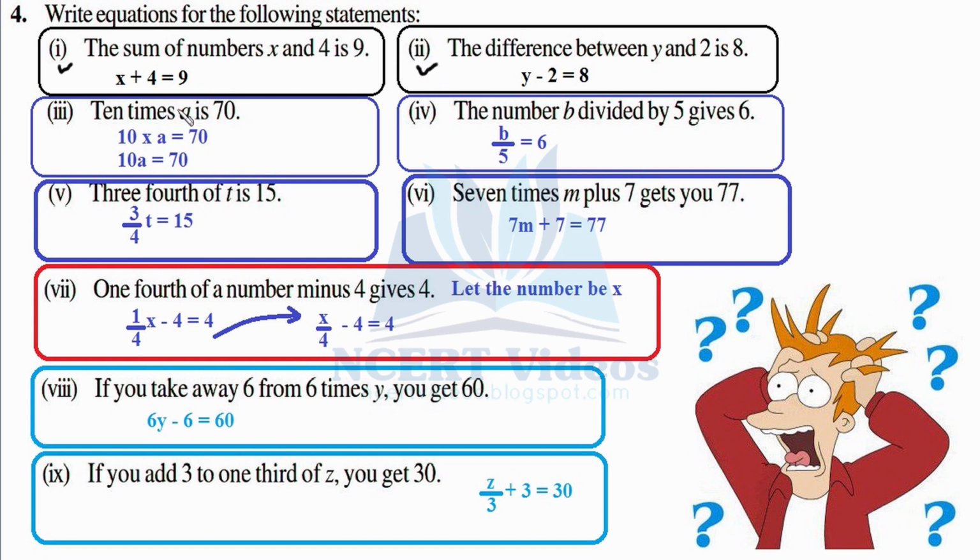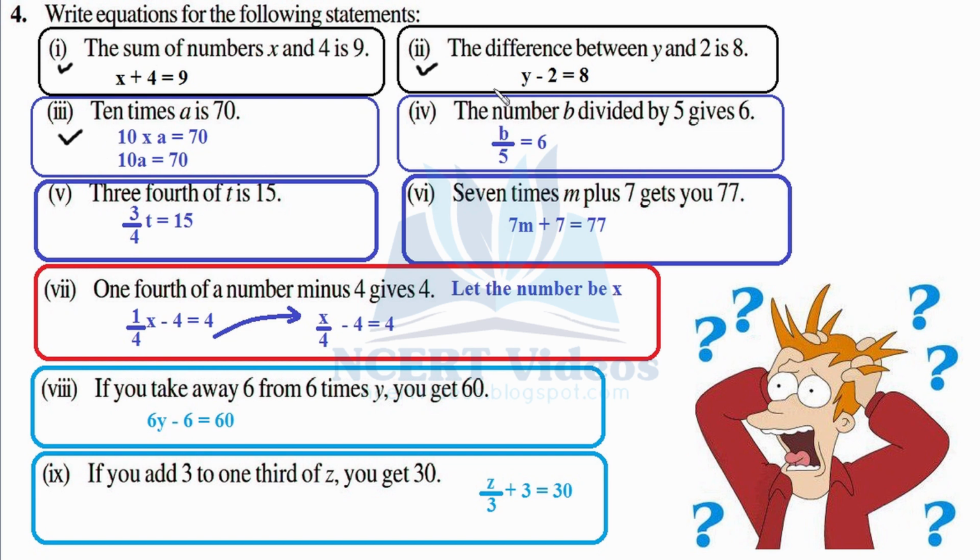So be very specific when you are doing difference statements. In multiplication, you can also swap. So 10 times a is 70. What is times? Times means multiplication. So 10 times a equals 70. Now you can omit this sign of multiplication. You can directly write it as 10a equal to 70.